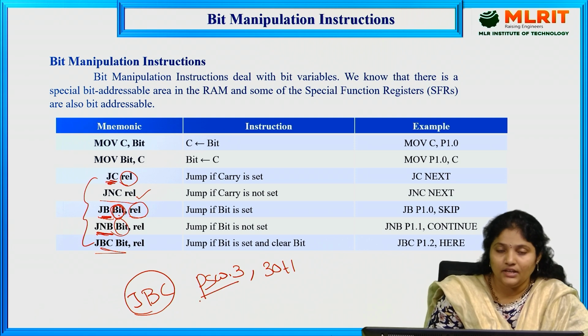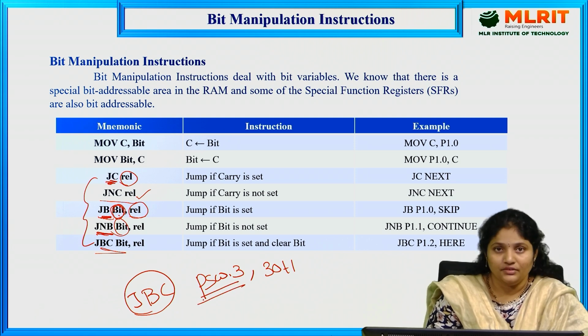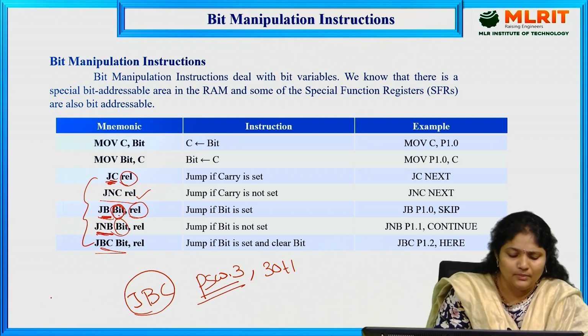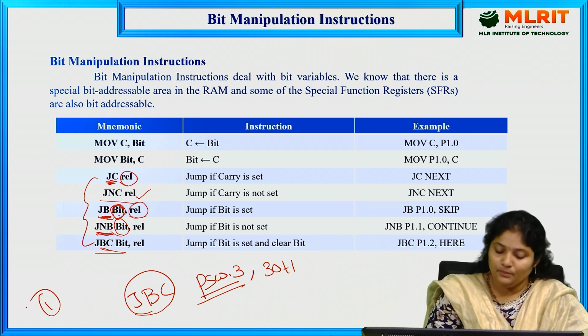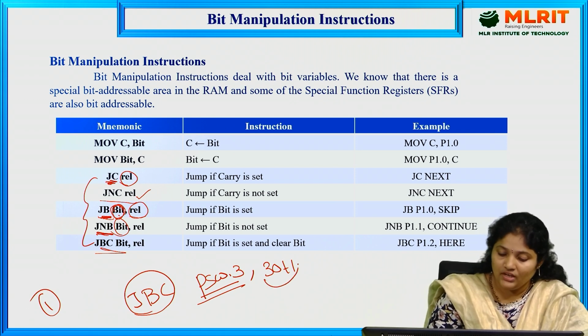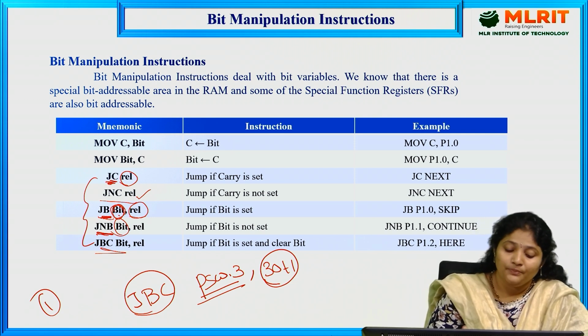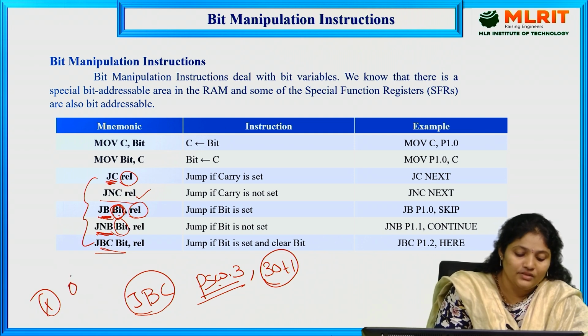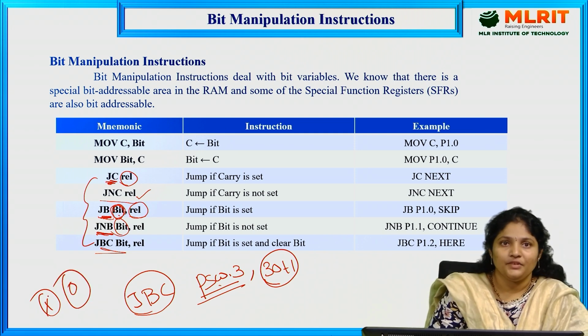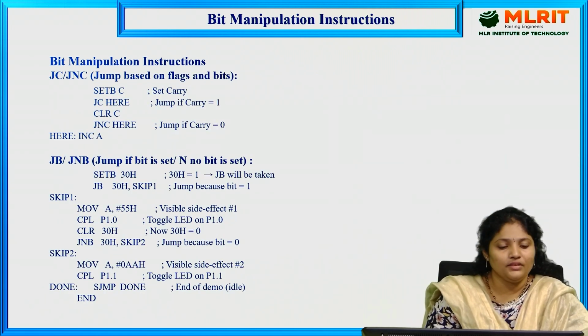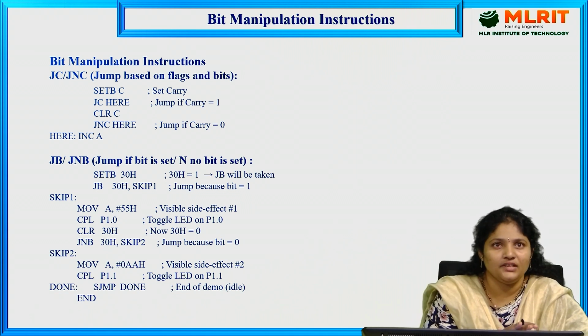So it is JBC, jump if bit is set. It will check if PSW.3 is 1, then the bit is set, so it will jump to the location. The execution of the controller will move to location 30H. But here, it will also clear PSW.3 to 0. That is what this instruction does.